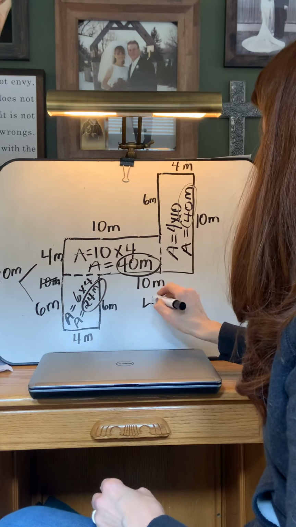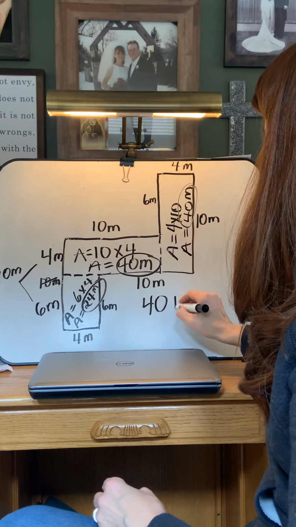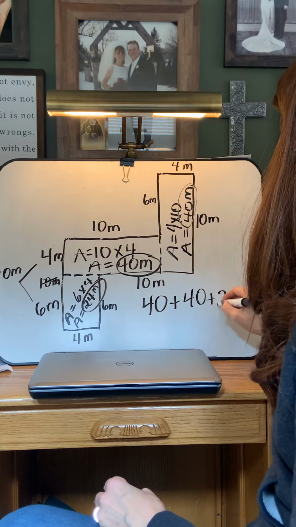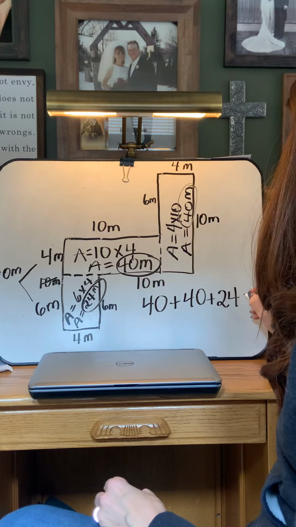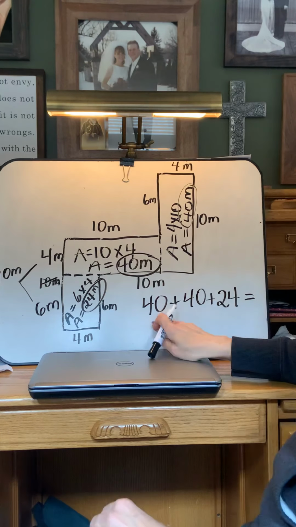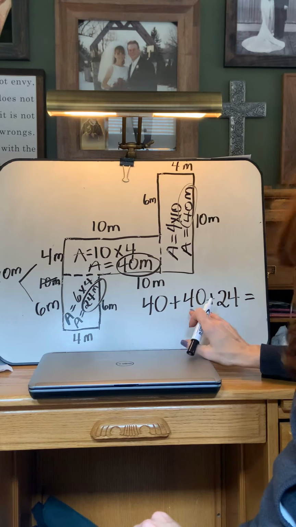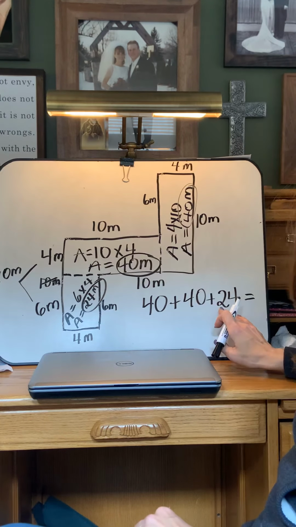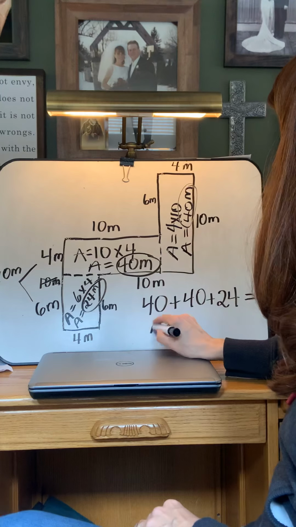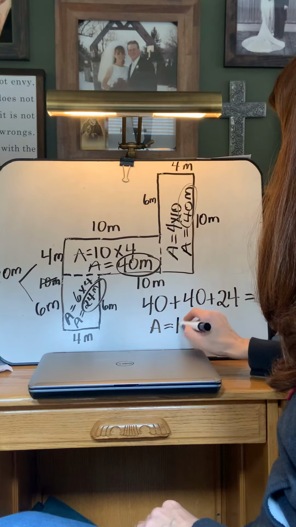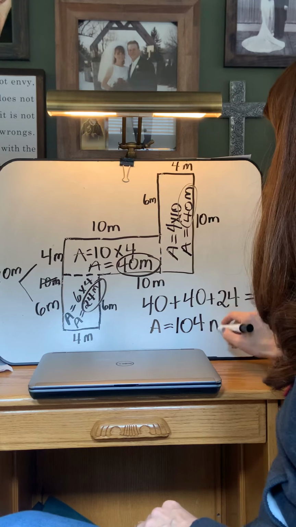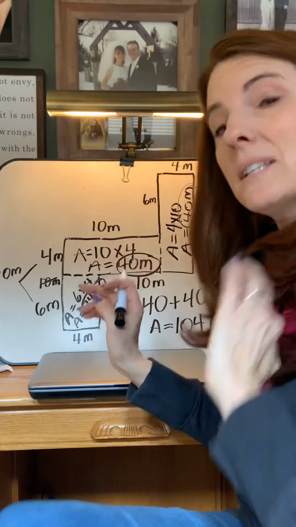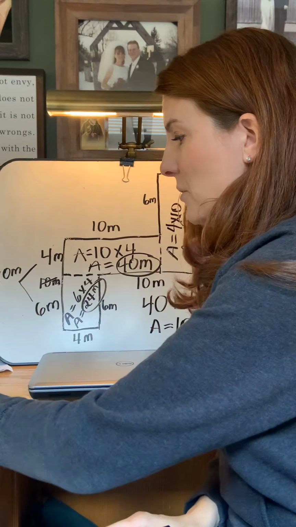Okay? All right, so we would have 40 meters plus 40 meters plus 24 meters. 40 plus 40 is 80. 80 plus 20 is 100. Plus 4 is 104 meters. Okay, now yes, that was a lot of steps, but really, I think you would agree with me, it really wasn't hard work.